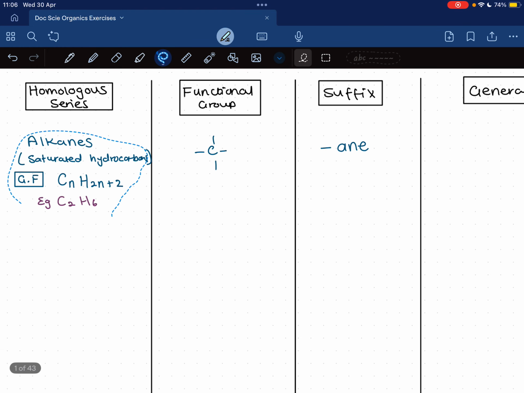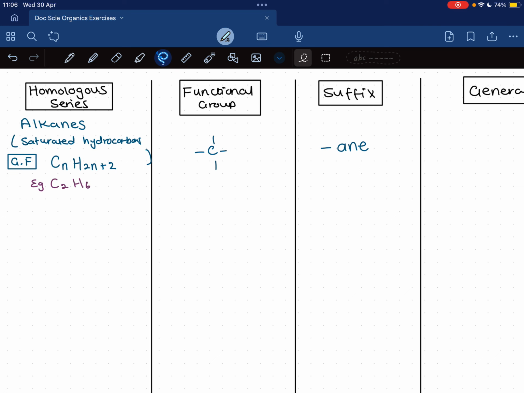I'm just going to move it up slightly, so that there's a little bit more space, and then we will continue.